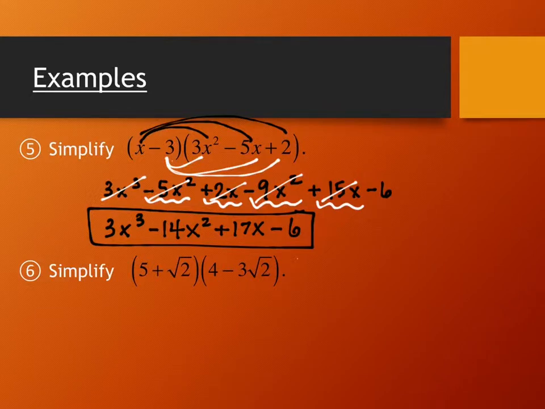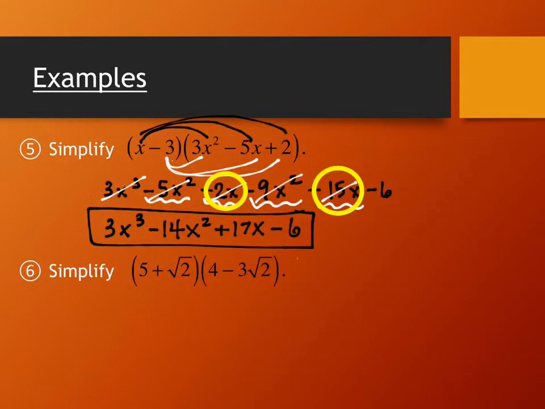Good to go? I had a 2x and a 15x, and 2 and 15 would be 17. Right here. They were both positives. Any other questions in that one?